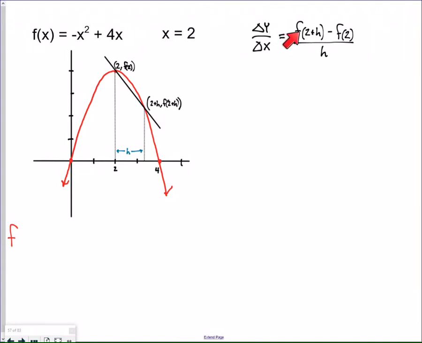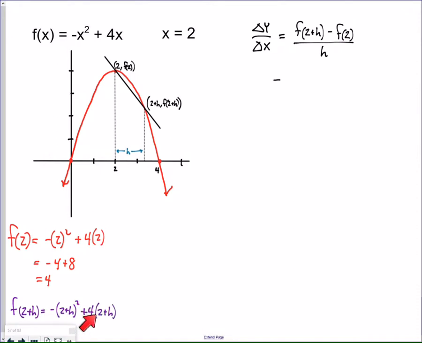So now I just have to take my function and evaluate f of 2 plus h. So I could do that down here. There's f of 2, and here's f of 2 plus h. So I can write f of 2 plus h here, and then subtract f of 2. I know f of 2 is 4, and f of 2 plus h is this hot mess right here, this algebraic expression. But I can make this better just by doing a little bit of cosmetics.